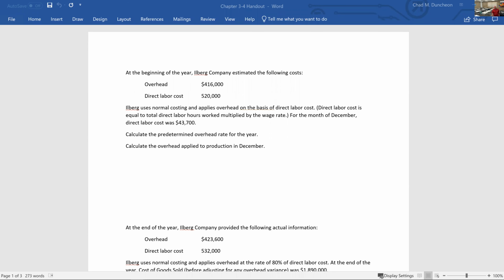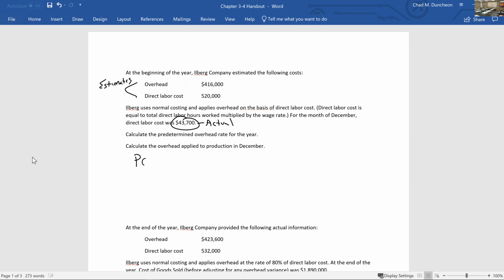All right, so I put it up here on the screen. At the beginning of the year, we have a company that estimates the following costs. Important to note that what we have here is an estimate. This is for the month of December, and it gives us an actual cost. So I'm just going to note here: these are estimates, and that is the actual cost.